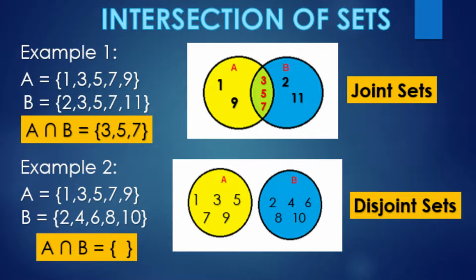Since set A has no intersection with set B, these two sets are called disjoint sets. Disjoint, they are separated from each other. Again, joint sets have common elements, while disjoint sets don't have the same elements, or their intersection is a null set.